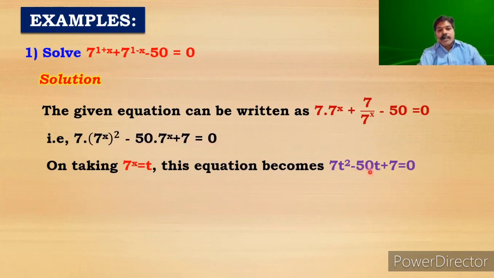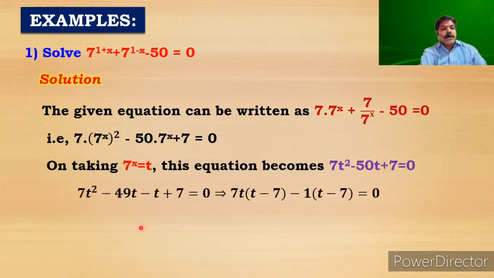So 7t square minus 50t plus 7 is equal to 0. Now we are applying factorization here. 7t square into 7, it will become 49t square. So you have to split this minus 50t in the form of minus 49t minus t. If you add these two, you will get minus 50t, and if you multiply these two, you will get 49t square.